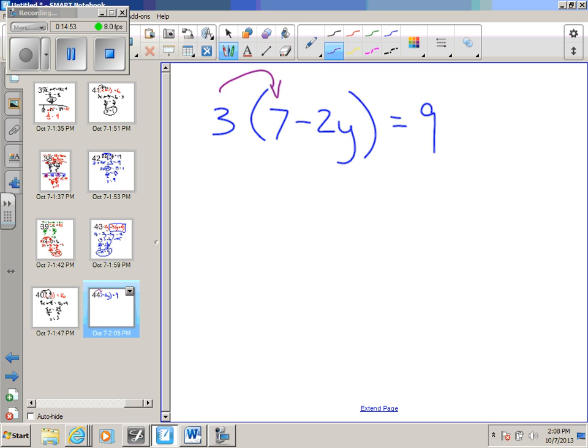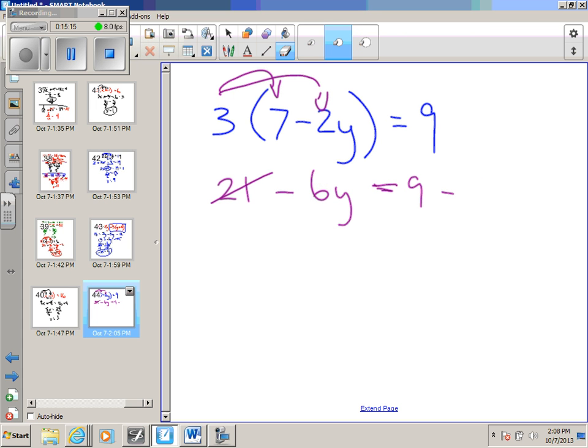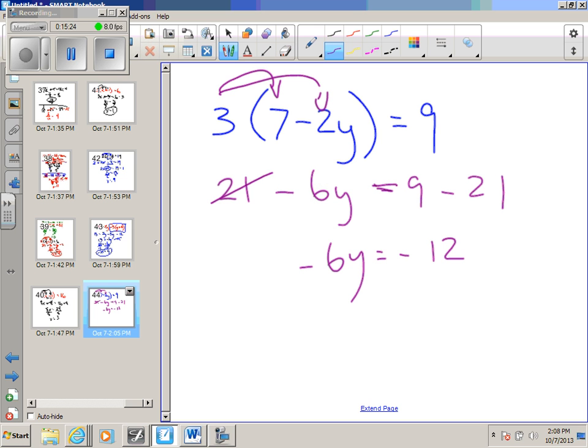So 3 times 7, 3 times a negative 2 equals 9. I need to get rid of this positive 21 by doing what? So this is just a regular 9. So 9, whoops, got a little ahead of myself. 9 minus 21, negative 12. So a negative 6y, a negative 12. Divide both by negative 6.